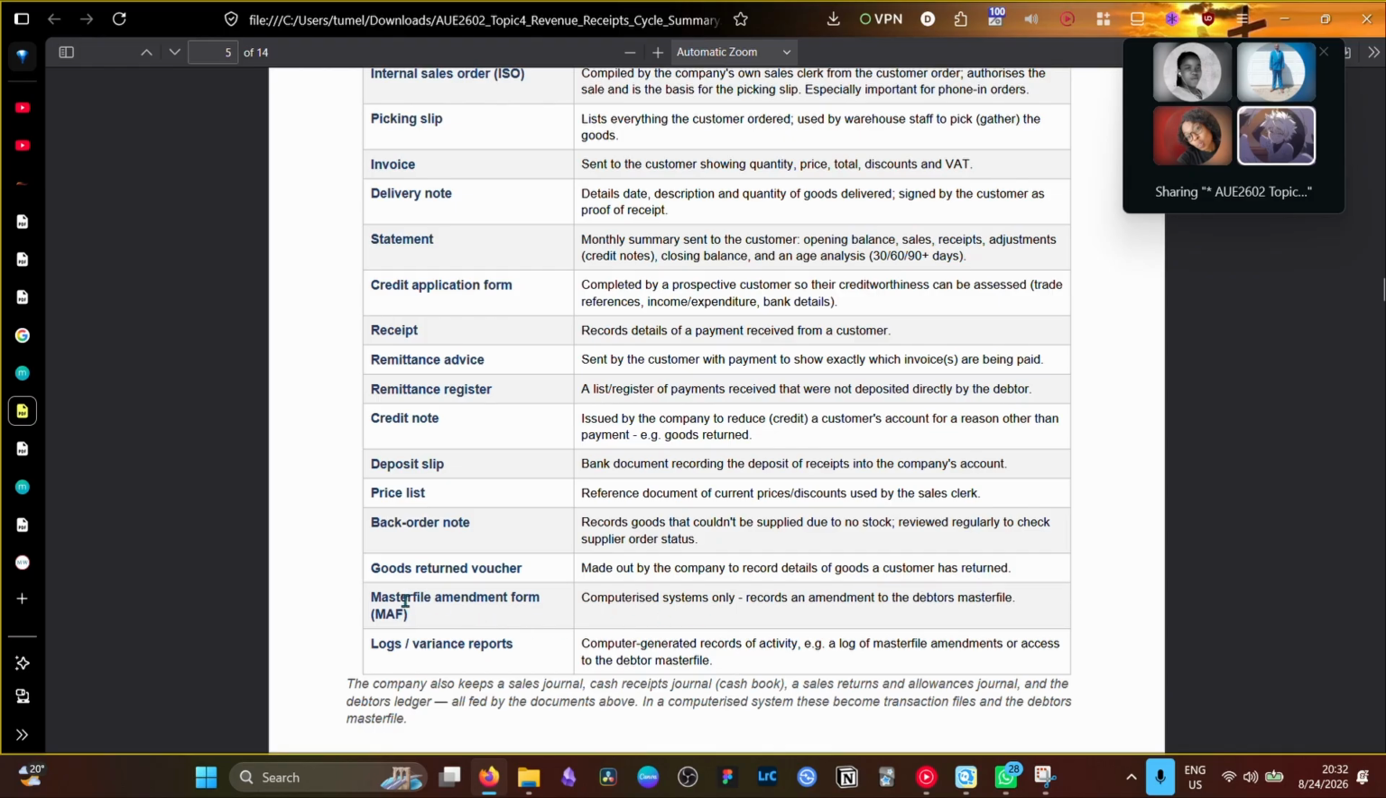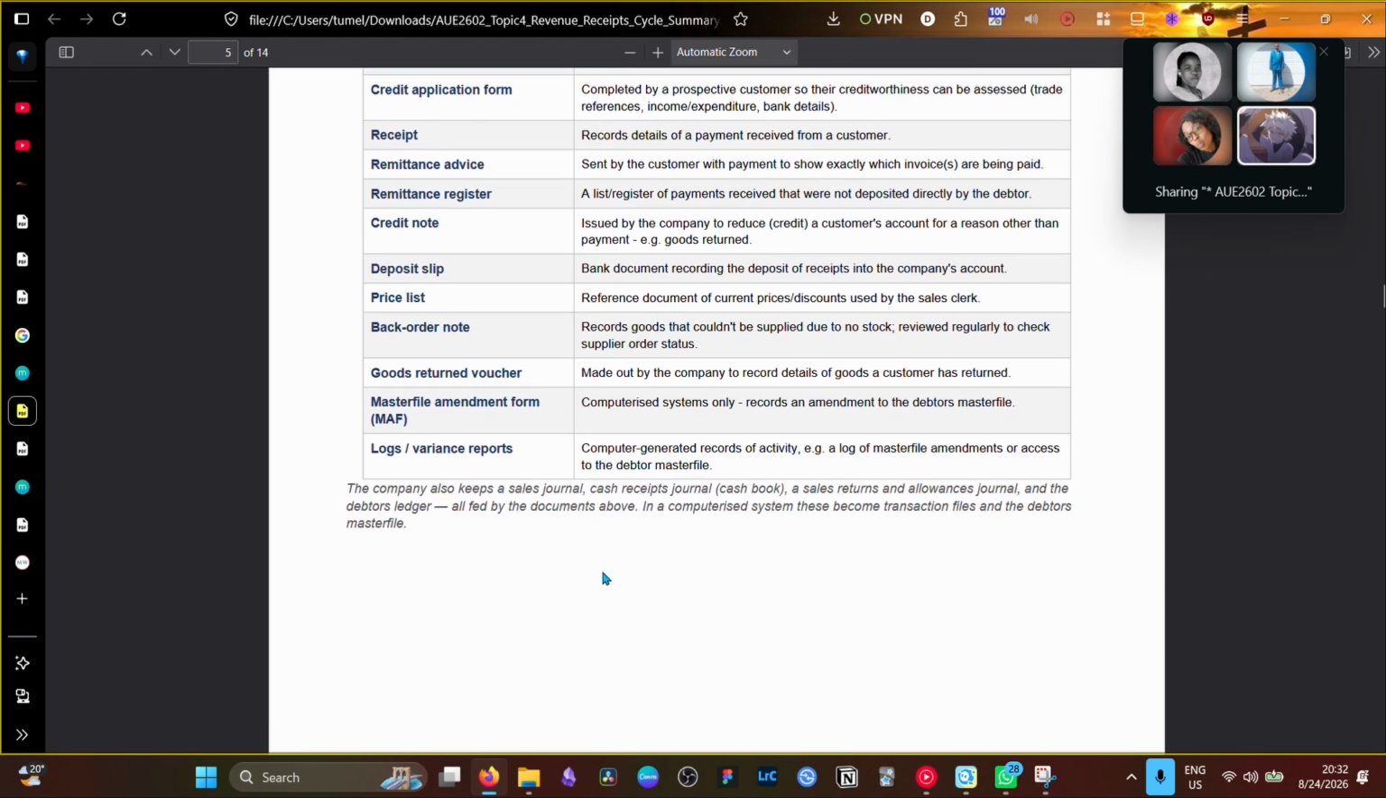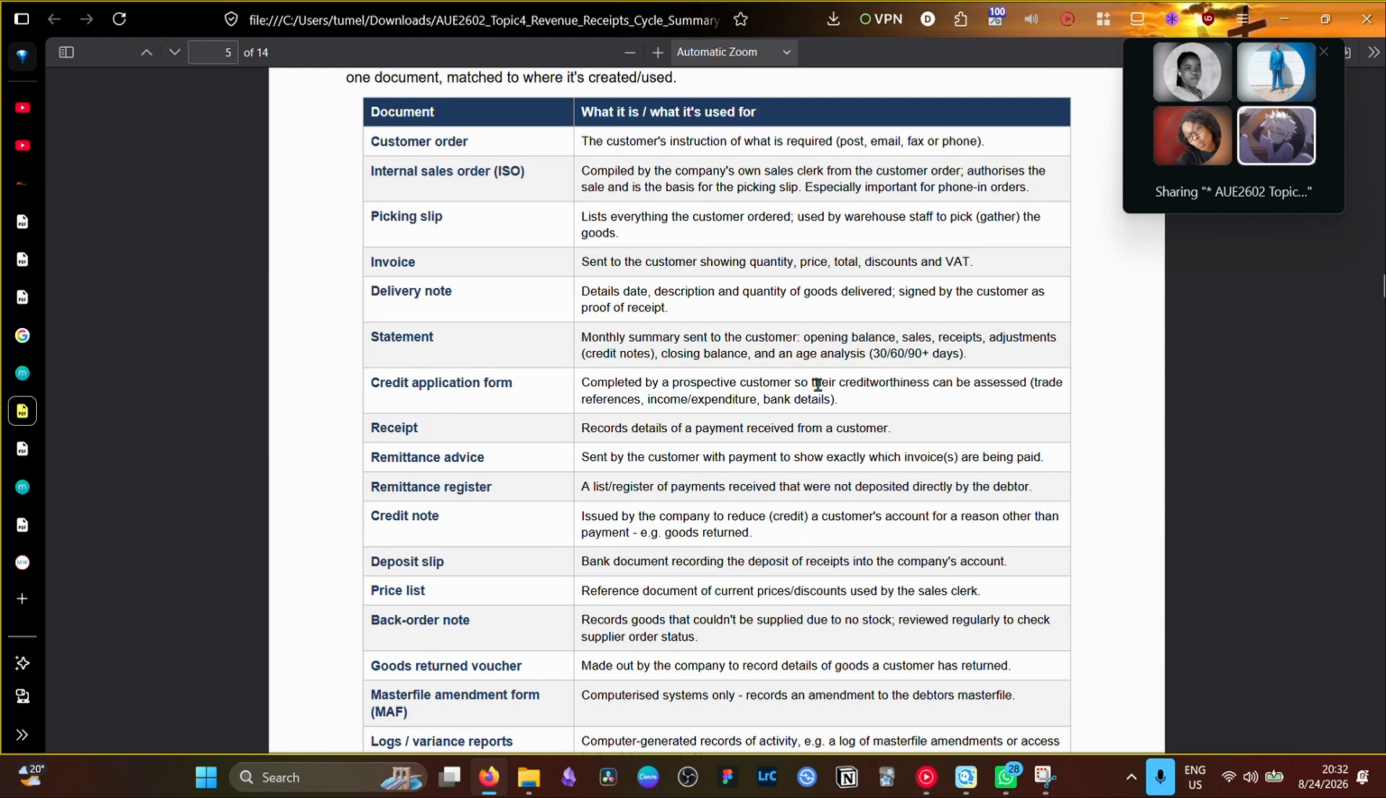And then we have the master amendment form. Computerized systems only: records an amendment to the debtor's master file. Logs and variance reports: computer-generated records of activity, e.g., a log of master file amendments or access to the debtor master file. Now, one thing I'll say, you won't get this first day. You will not understand this first day.